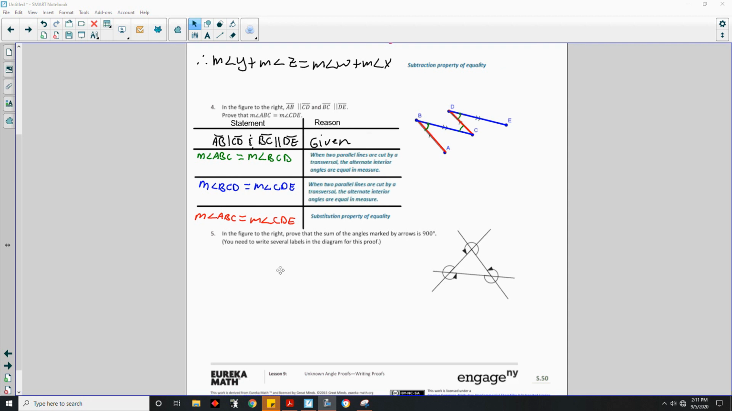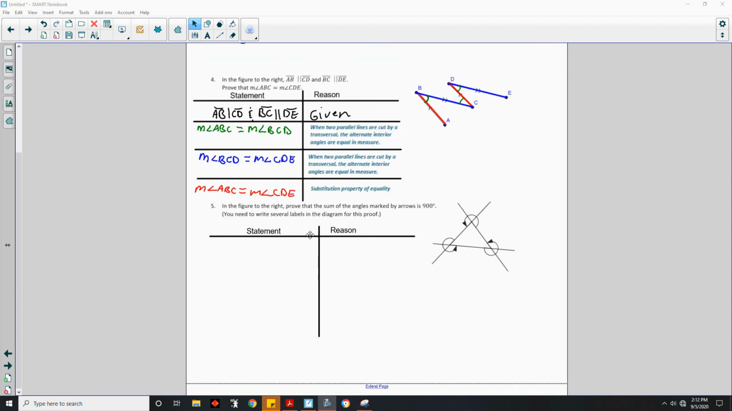Number 5, in the figure to the right, prove that the sum of the angles marked by arrows is 900 degrees. You need to write several labels in the diagram for this proof. Okay, so I copied my statement reason table like so. And now I'm going to begin. So it says we need to label several things in the diagram.